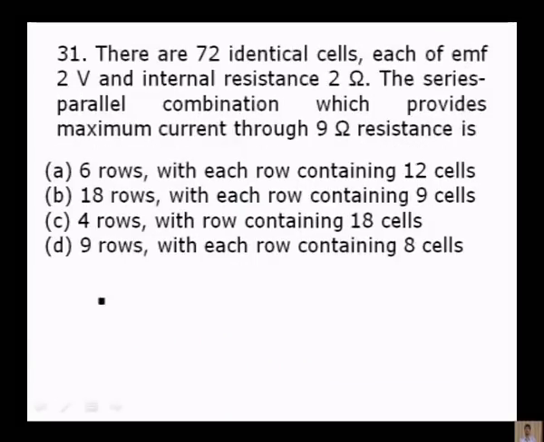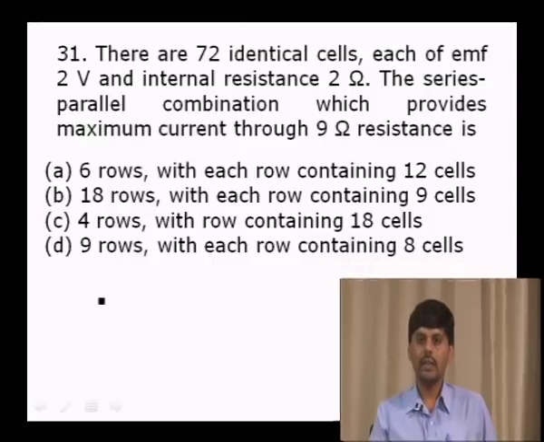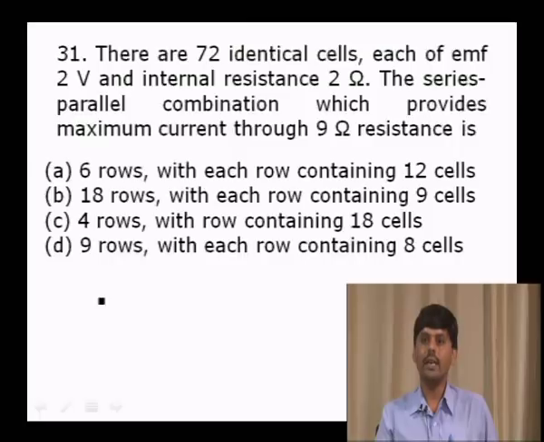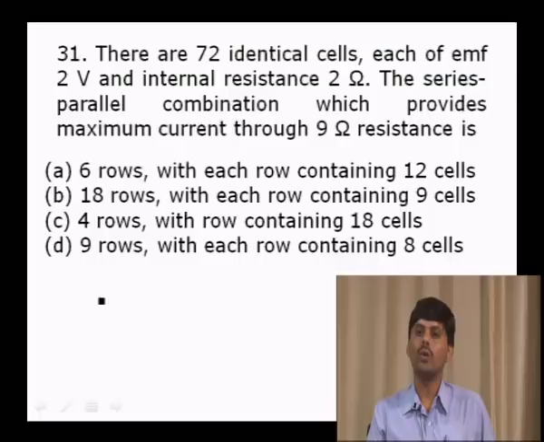Question number 31. There are 72 identical cells, each of EMF 2 volts and internal resistance 2 ohm. The series and parallel combination which provides the maximum current through a 9 ohm resistance is: A, 6 rows with each row containing 12 cells; B, 18 rows with each containing 9 cells; C, 4 rows with each row containing 18 cells; D, 9 rows with each row containing 8 cells.